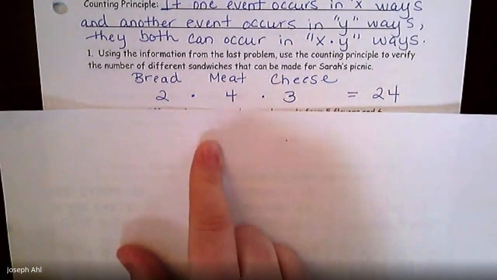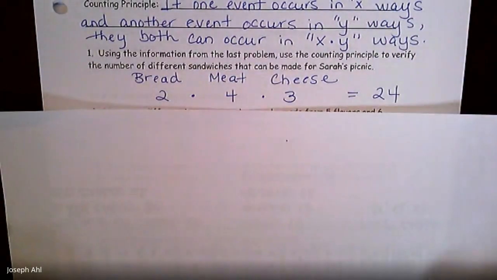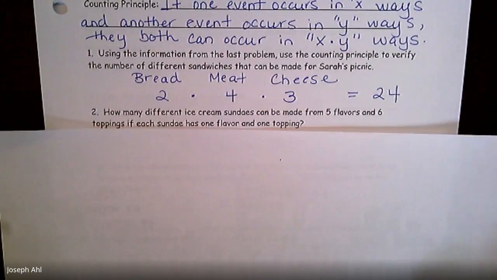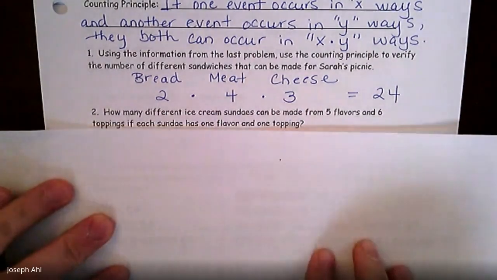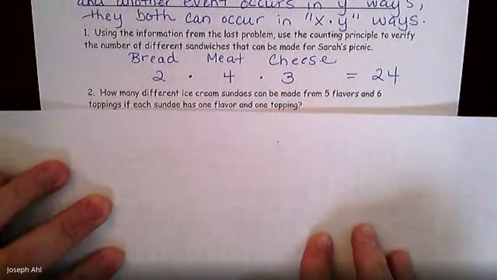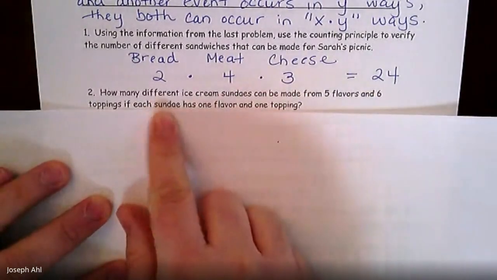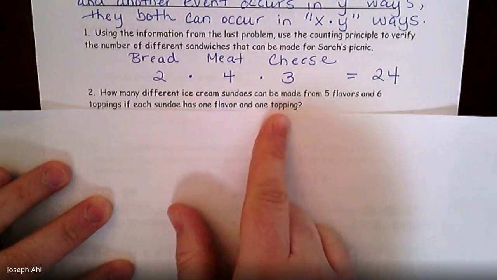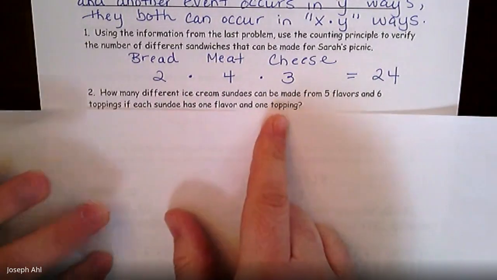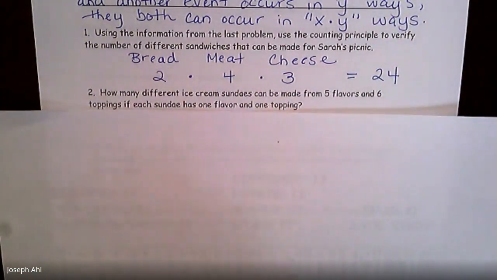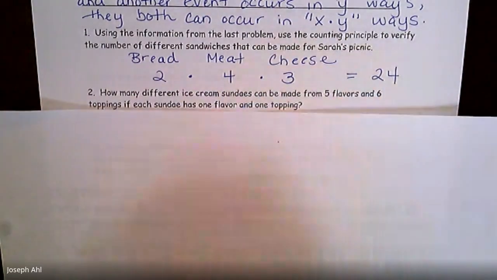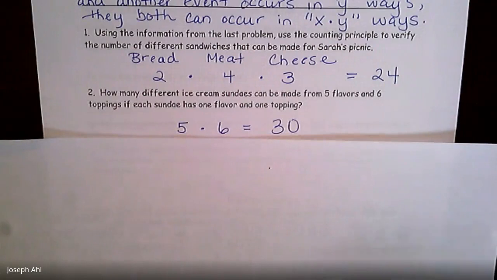The rest of the questions that follow are slightly different examples of the same concept with the counting principle. So here's an example. If I want to build an ice cream sundae that has 5 flavors to choose from and 6 toppings, it is sort of important to note that this only would work if you have 1 flavor and 1 topping that you can choose. Once you start choosing more than 1 flavor or more than 1 topping, it gets a little bit more complicated. But if I'm just choosing 1 of each, 5 times 6 would be 30 options possible for different sundaes.